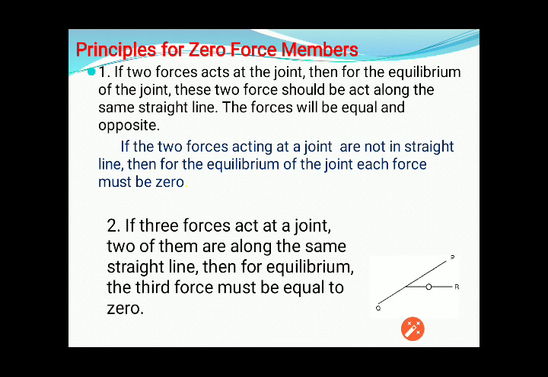Next is principles for zero force members. If two forces act at a point, then for the equilibrium of the joint, these two forces should act along the same straight line. The forces will be equal and opposite. If the two forces acting at a joint are not in a straight line, then for the equilibrium of the joint, each force must be zero. Second, if three forces act at a point and two of them are along the same straight line, then for equilibrium, the third force must be equal to zero.